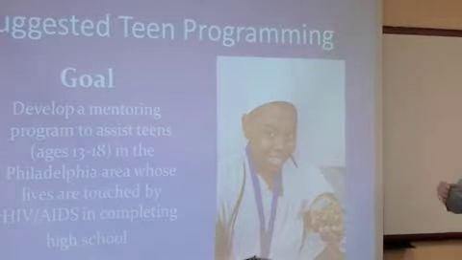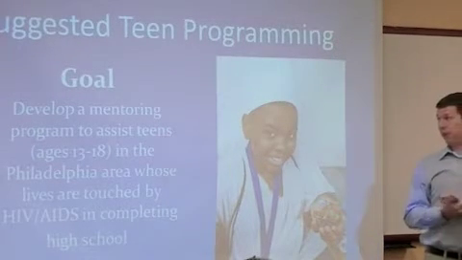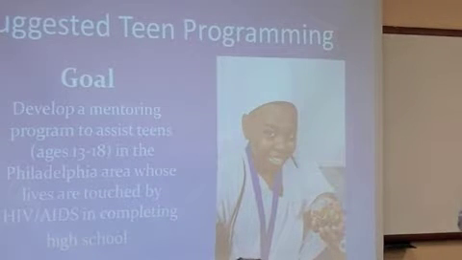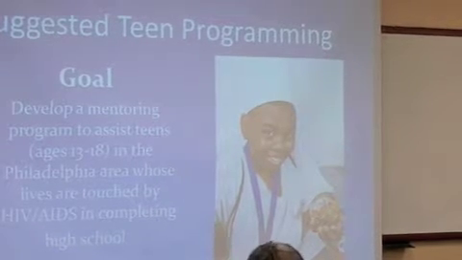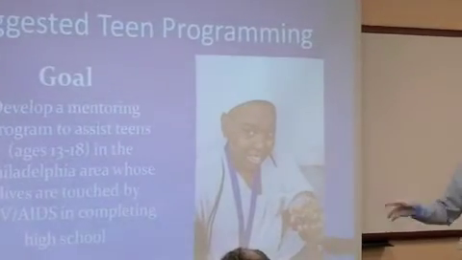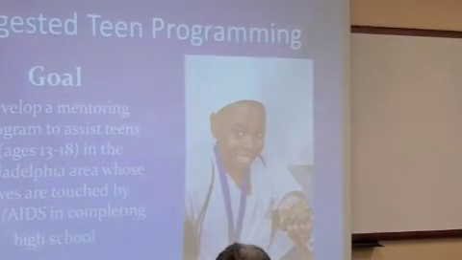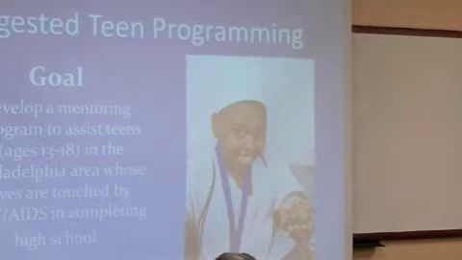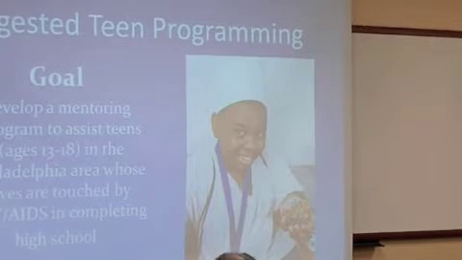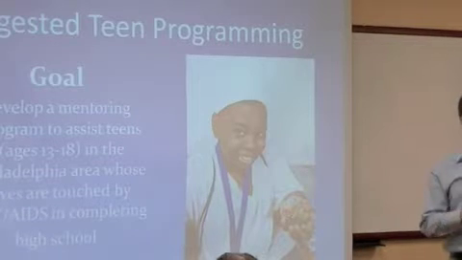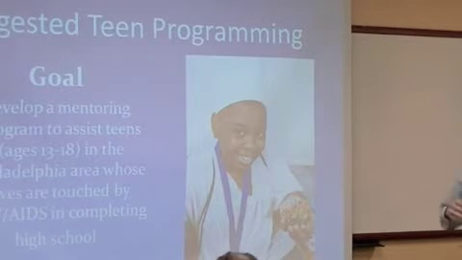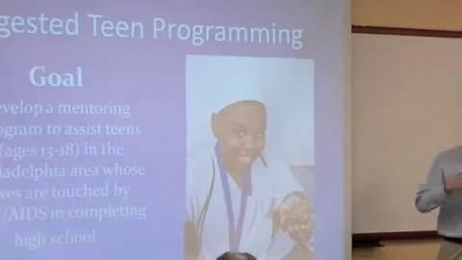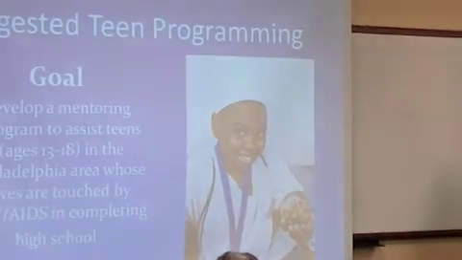So the main goal walking out of the meeting was they wanted to develop a mentoring program. They had high hopes. Like I said, they have 2 staff members. They wanted to develop a mentoring program to assist teens ages 13 to 18 in the Philadelphia area whose lives are touched by HIV and AIDS in completing high school. So they're debating, do we want college bound? They said, you know what, let's just talk about high school, and then we can expand services and grow on that. So for people that want to get into maybe a tech field or something like that, the mission is college or full-time employment.